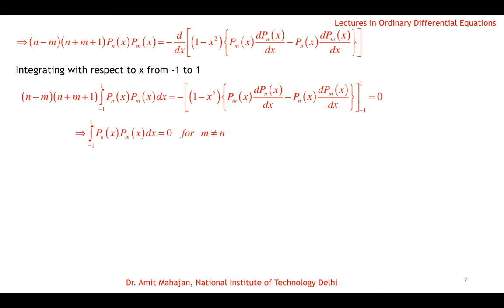Okay, so we immediately get the result that the integral from -1 to 1 of Pn(x) Pm(x) dx must be equal to 0 for m not equal to n. Okay, so this is the first part of this orthogonality condition.